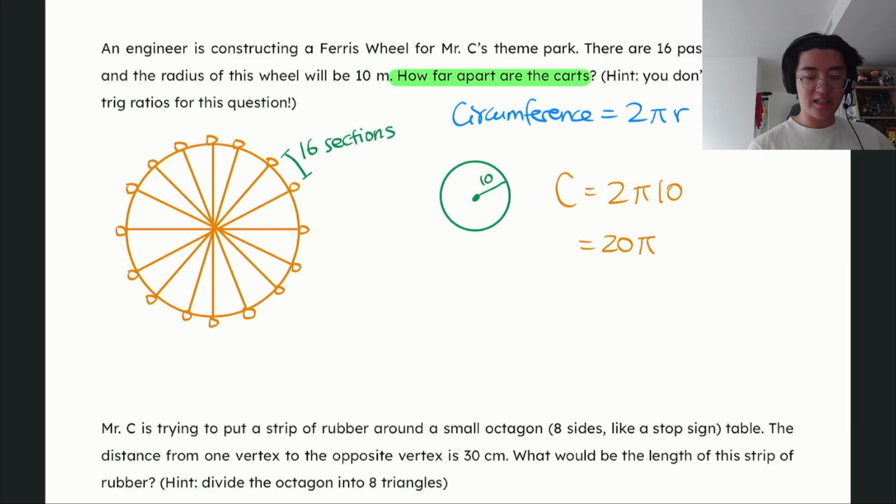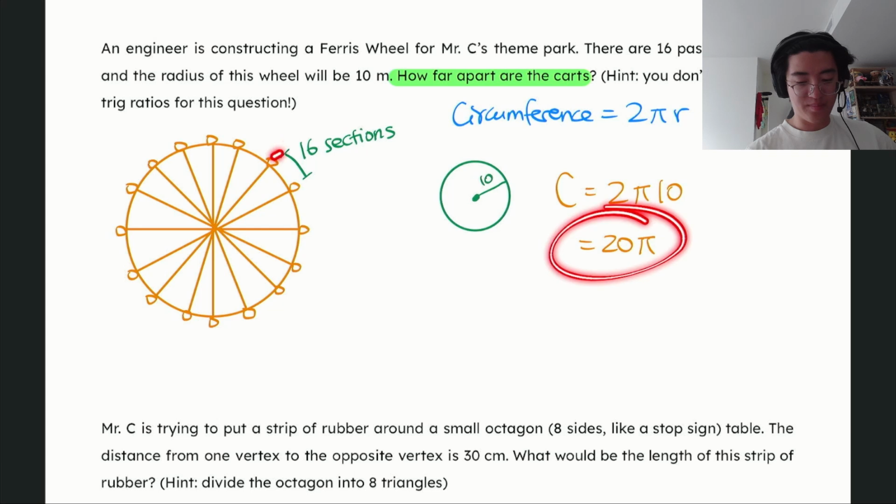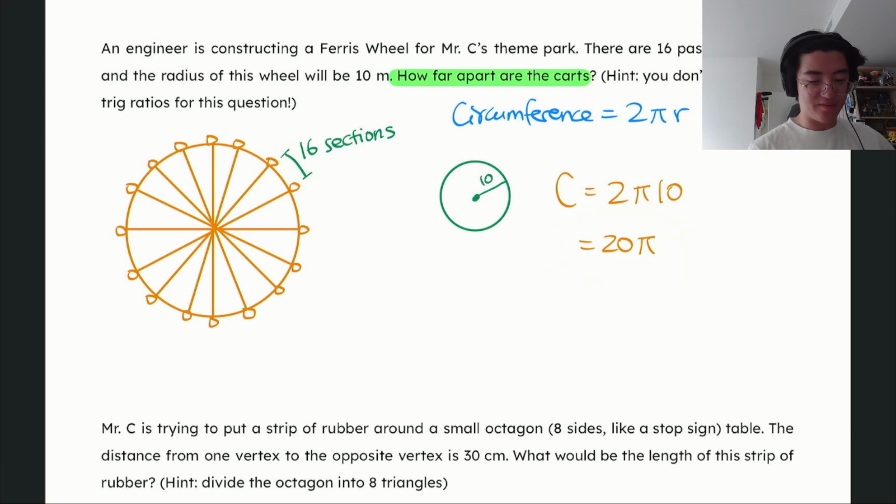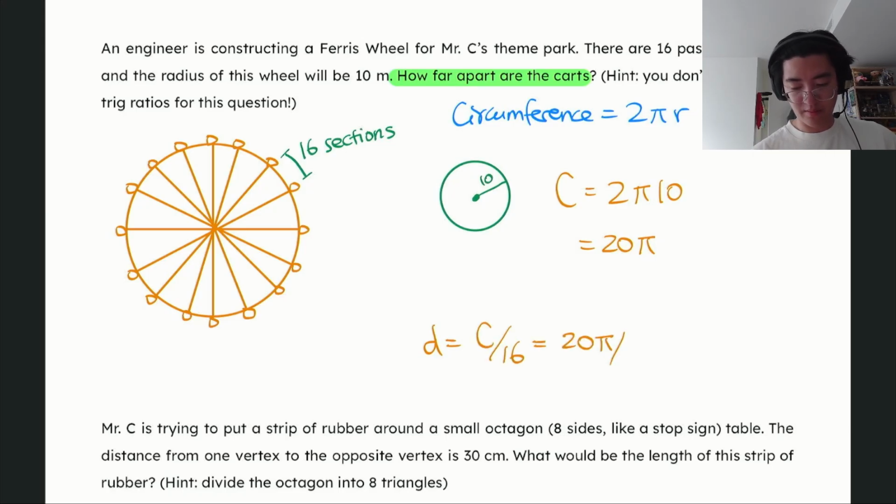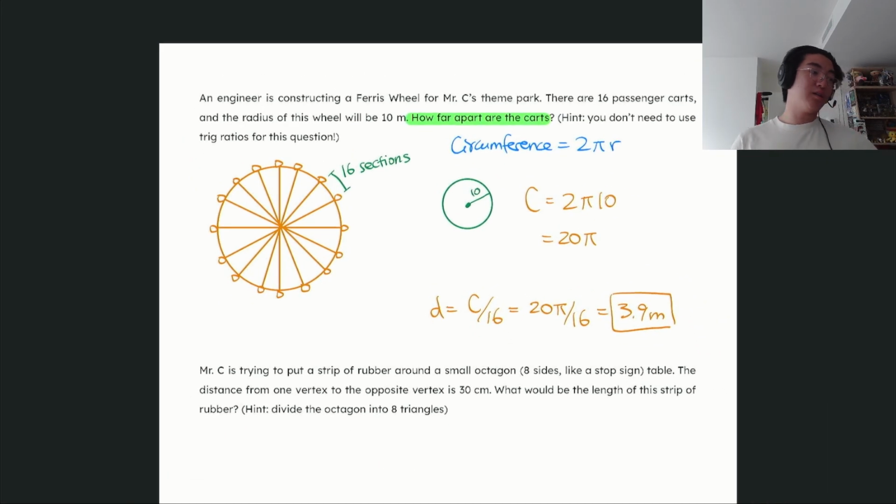And we know that this whole circumference is divided into 16 sections. So what we can do is divide this by 16. If we do that, we can find the length of each of those segments, because it's divided into 16 sections. So the distance between those is just circumference divided by 16. So 20 pi divided by 16, which rounds to 3.9 meters. I said no trick needed, it's just conceptual stuff.